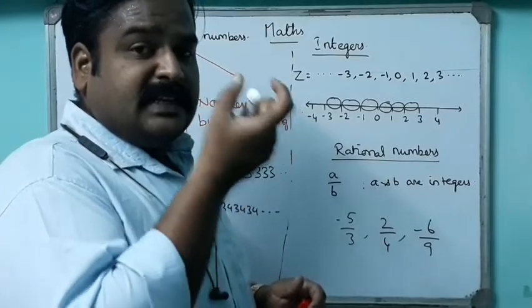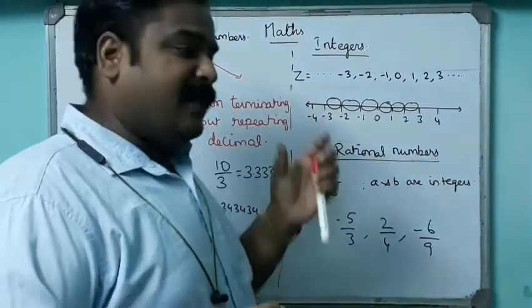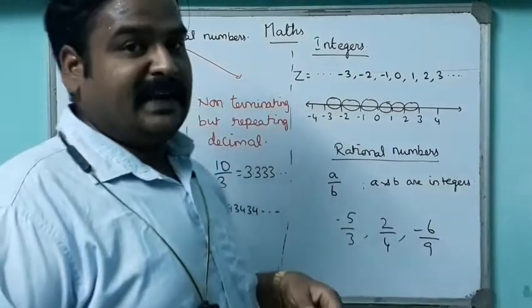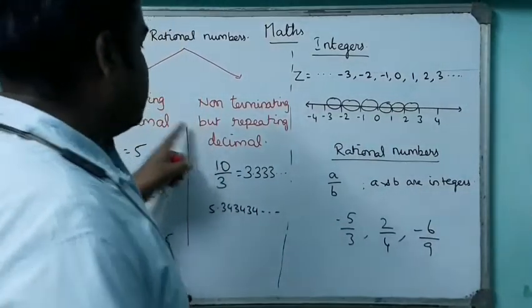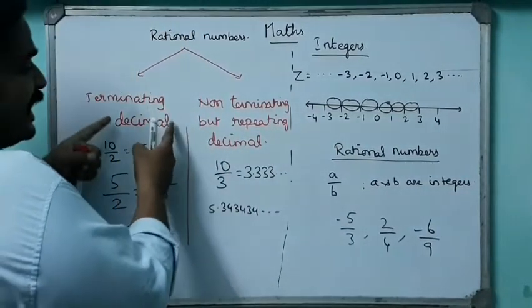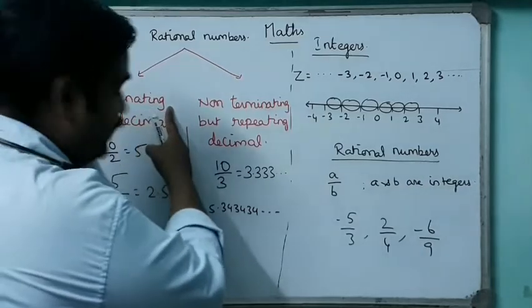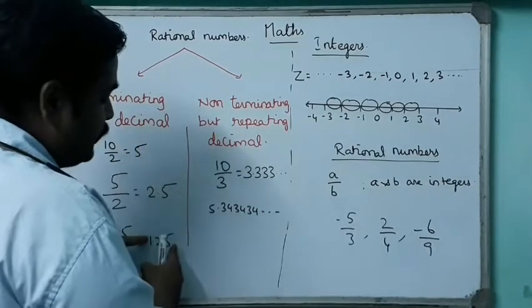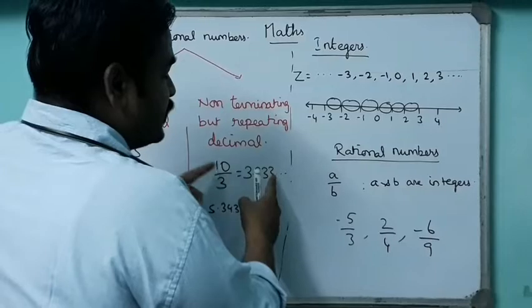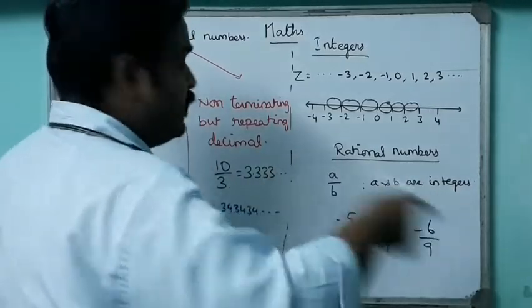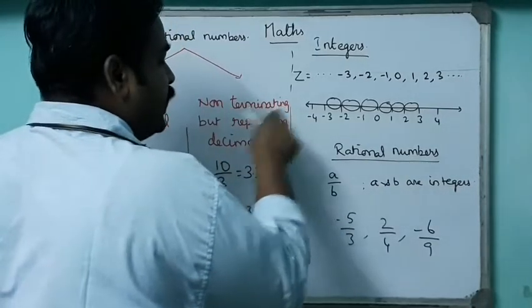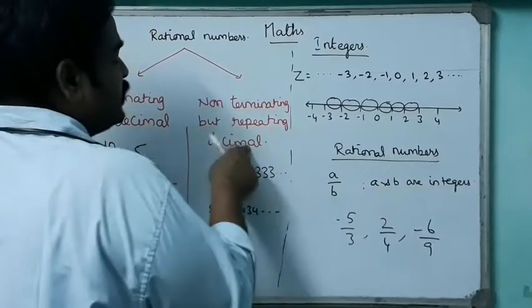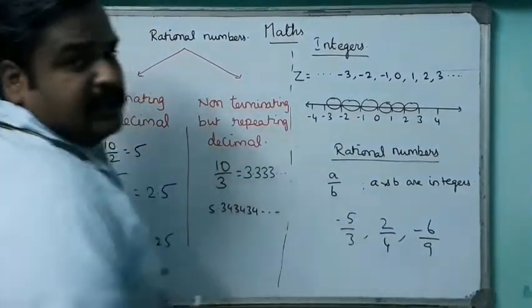It is not necessary that there should be only one number getting repeated. There can be a group of numbers getting repeated again and again. See, you can see here the decimal gets terminated. Terminated means it gets end. Here the decimal gets end. Here the decimal does not get end, but it gets repeated. So that's why this is non-terminating but repeating. So both these fall under the category of rational numbers.